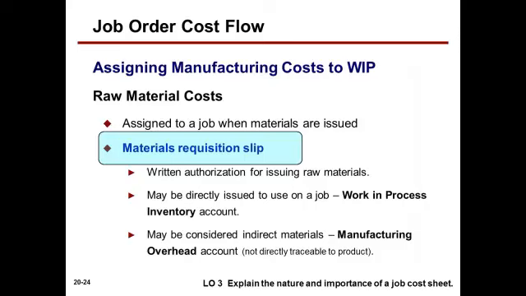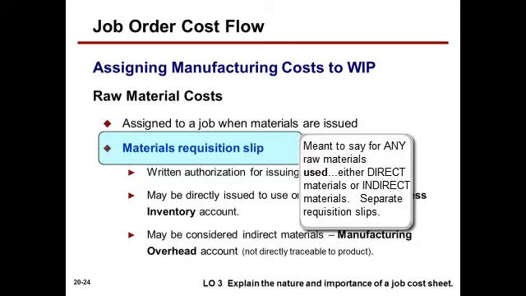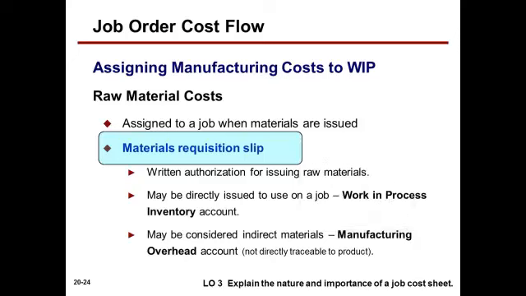What's our basis for assigning raw material costs to work in process? It's the material requisition slip. This requisition slip is a written authorization to issue raw materials for a specific job. The material requisition slip may be issued directly for use on a job for materials specifically traceable to it, or there may be a requisition for indirect materials that are also taken out of raw materials account but cannot be charged directly to work in process. It's items not directly traceable to the product, such as lubrication grease for the machines.